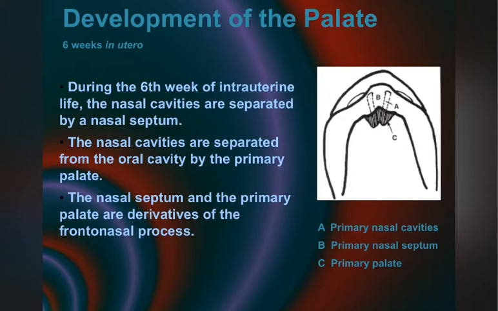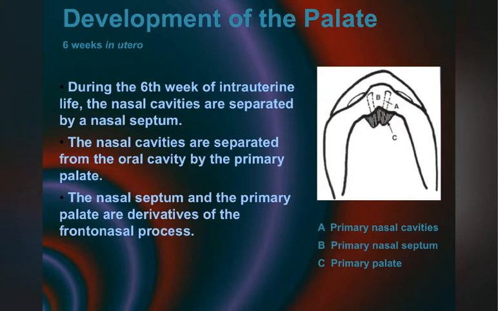Primary palate is part of the hard palate, the most anterior part of the hard palate that is derived from the medial nasal process. It's the part of the hard palate that corresponds to the incisors, central and lateral incisor. So it's part of the premaxilla. And as we explained before, the premaxilla is derived from the medial nasal process.